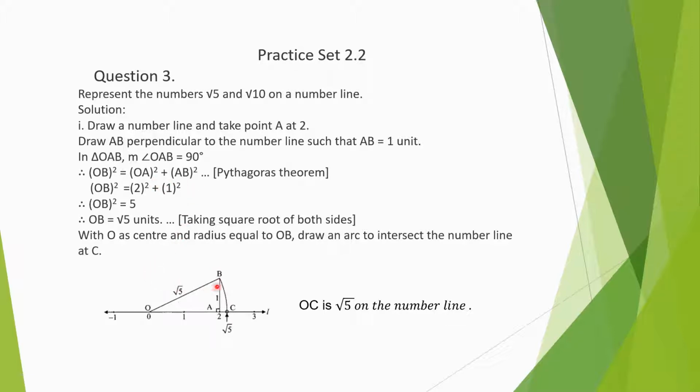Now, when we substitute the values of OA and AB, we get OB square is equal to 2 square plus 1 square. Opening the brackets, we get OB square is equal to 4 plus 1, and that is equal to 5. Taking square root on both sides, we get OB is equal to root 5 units. With O as center and radius OB, draw an arc to intersect the number line at C. That means on the number line to the right side, we get OC is equal to root 5. That is our root 5 on the number line.